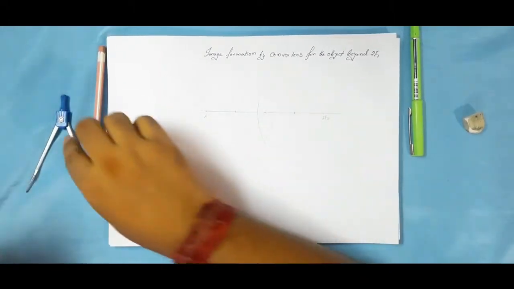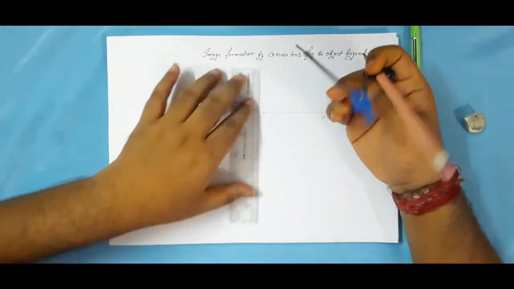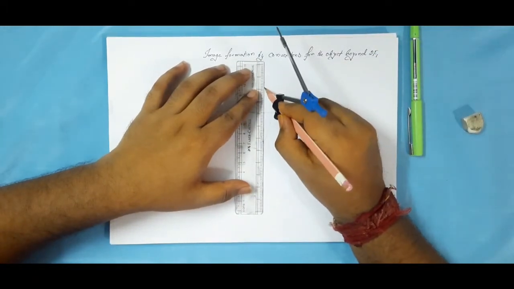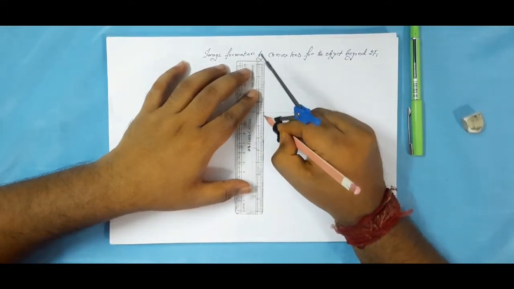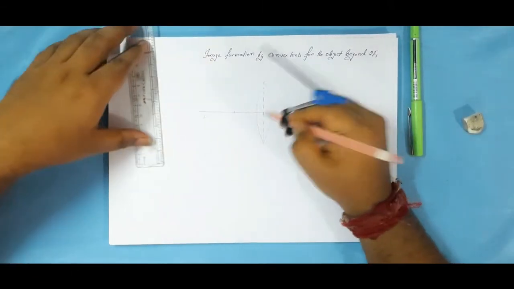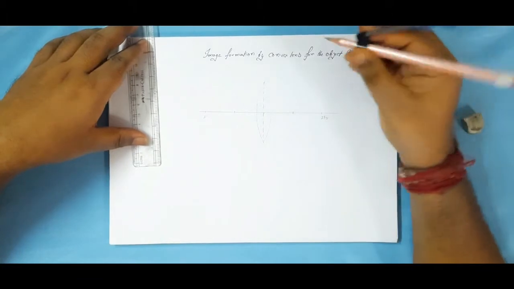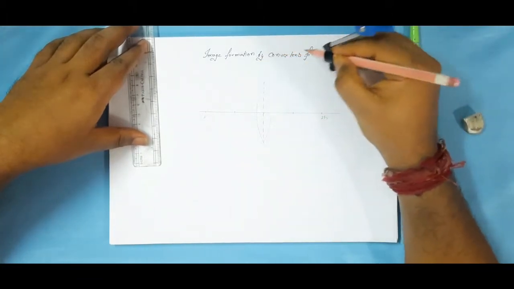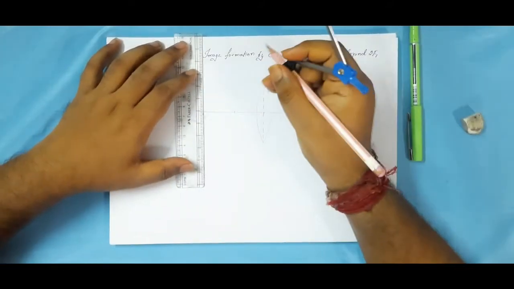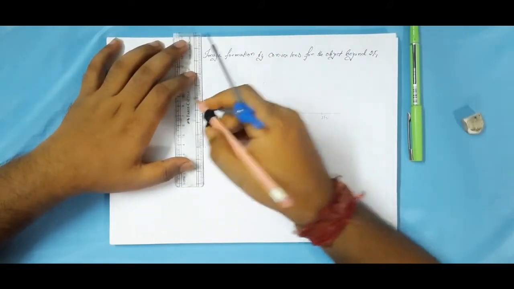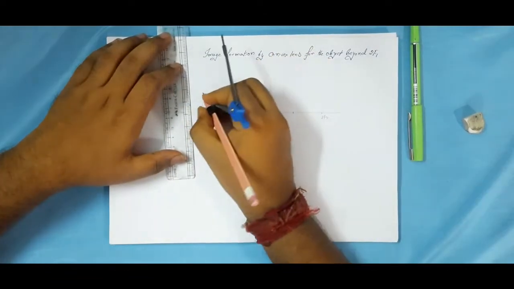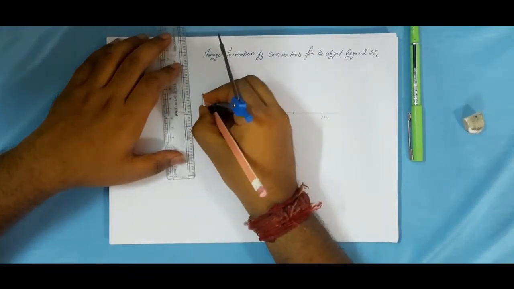This is the optical center. We'll draw a line through the optical center. Now, image formation by a convex lens for an object beyond 2f1. This is the object beyond 2f1. I am drawing an object beyond 2f1. Okay, so this is the object.